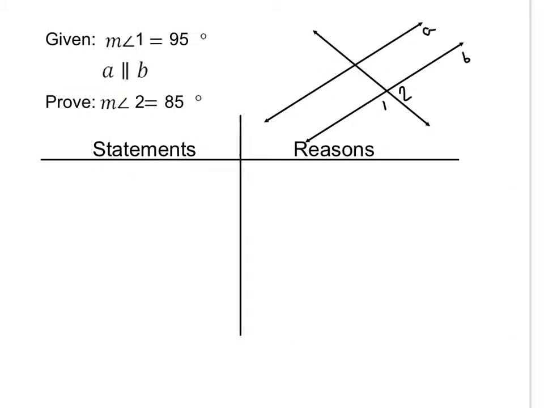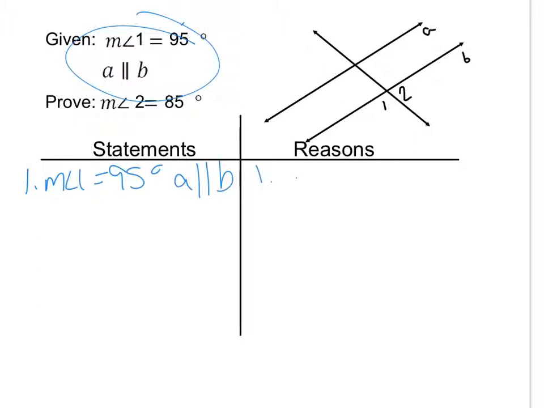Okay, this one's a little bit different, so go ahead and copy this down, press pause, and when you're ready to go, press play. Alright, so we know we can copy down that given stuff. Now our second step, we look at what kind of angles these are. They're not consecutive interior. They form a line and they're adjacent, so that's a linear pair.